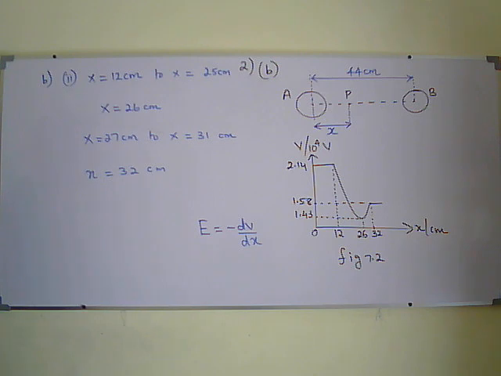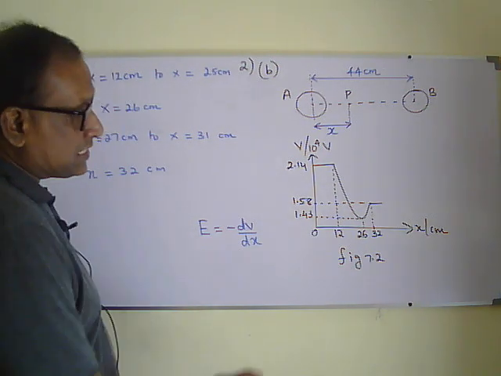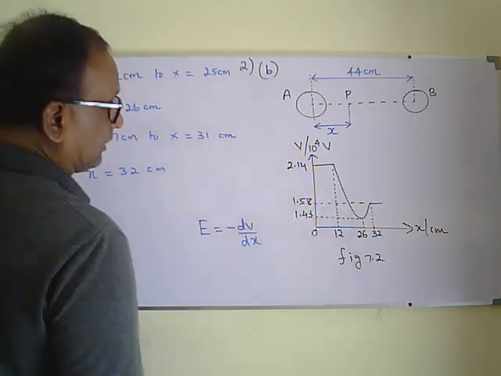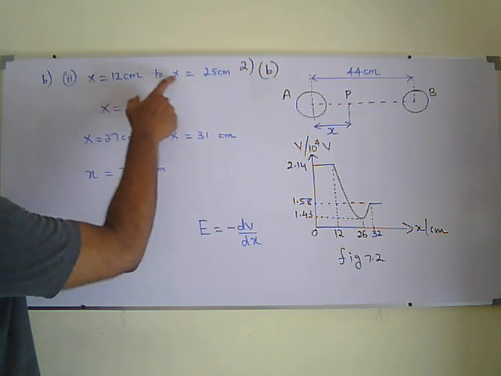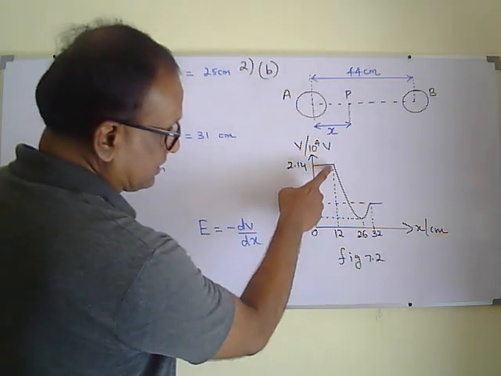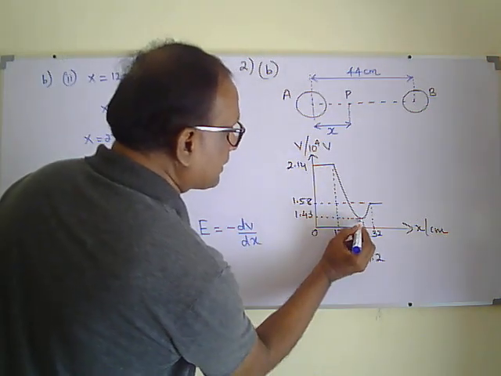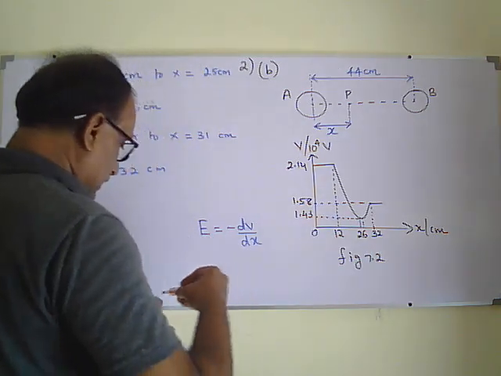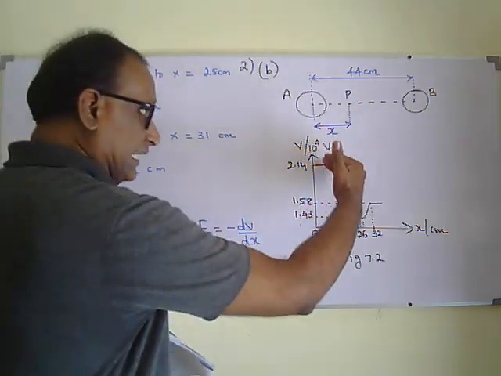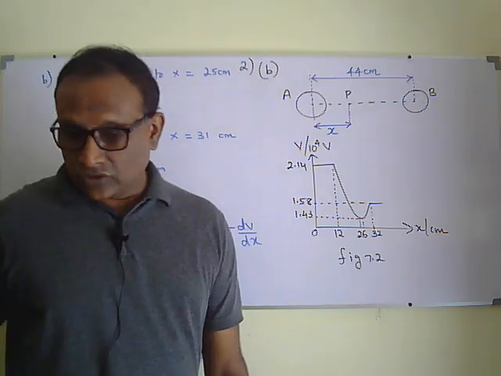Now you can see, when you consider the slope of this shape of graph, that is when we consider 12 centimeters to 25 centimeters, that means this slope up to somewhere here, 25 centimeters somewhere here. So the slope is decreasing. How to find out the slope is decreasing?